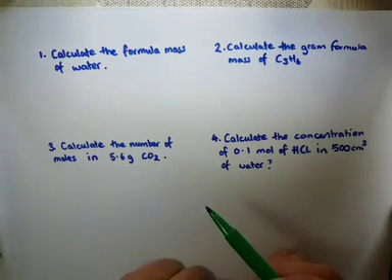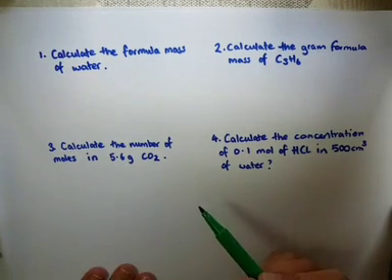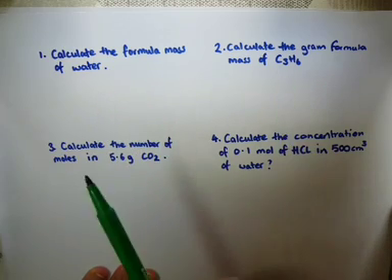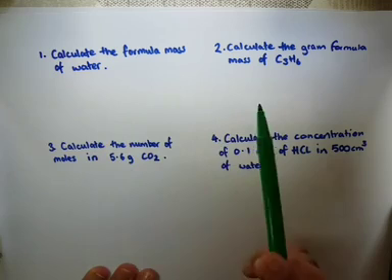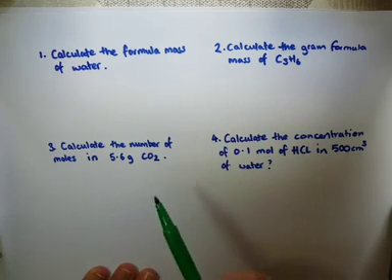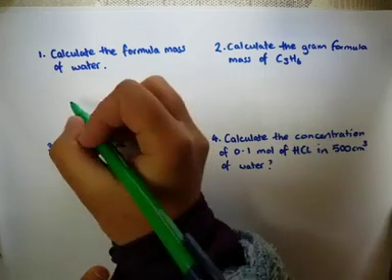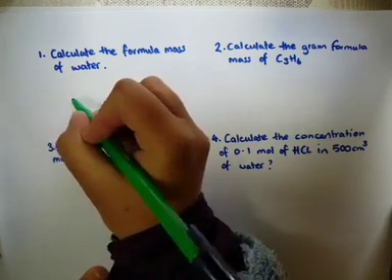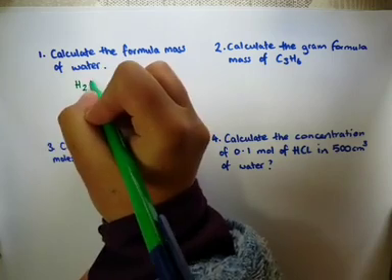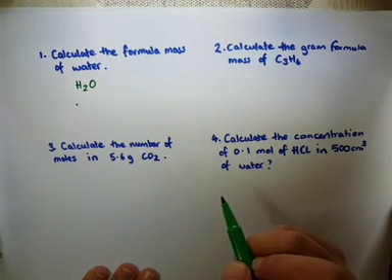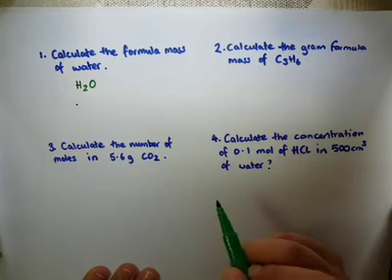So, first example, calculate the formula mass of water. So I'm going to do an example about formula mass and an example about gram formula mass, just to remind you about the difference between the two. So, formula mass for water. The formula for water, we all know, is H2O. To calculate the formula mass, you'll need to use the relative atomic masses, as I mentioned, on page 7 of the data book.